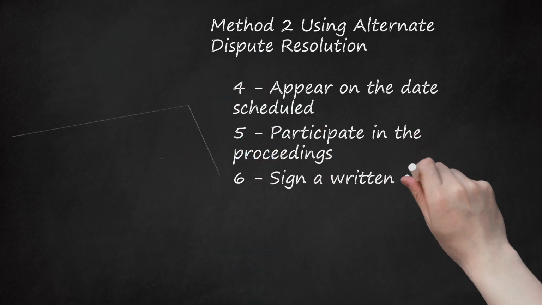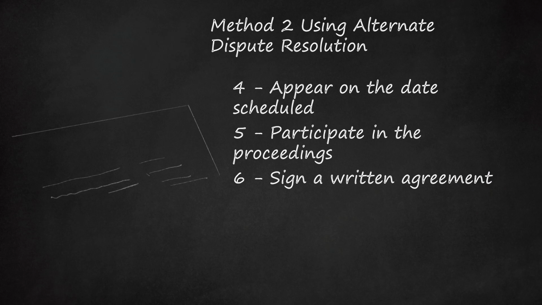6. Sign a written agreement. Whatever resolution of the contracting dispute comes out of ADR should be in writing and signed by both parties so its terms will be legally enforceable to the same degree as your original contract. If you reached a compromise through mediation, the mediator may write up the terms of the compromise for you.